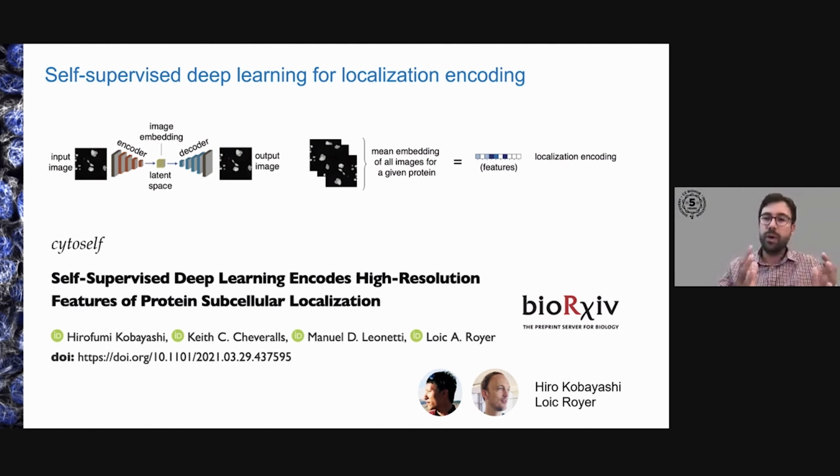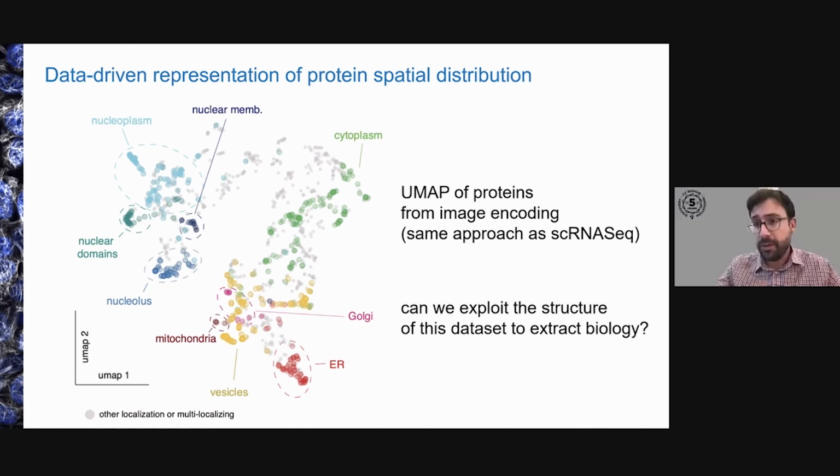But essentially now what we have is this tool to transform images into quantitative encodings. And now from these encodings, we can apply all the suite of data science to analyze this data set in a very similar way that our colleagues are analyzing single cell RNA-seq data. So what I'm showing you here is a UMAP.